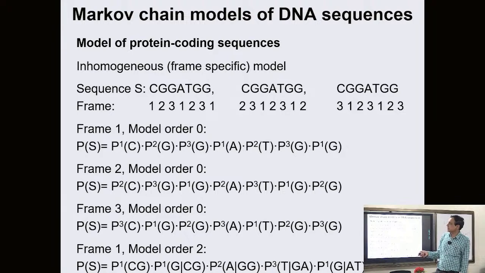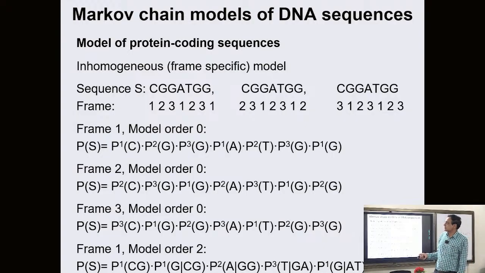Similarly, if you have to compute the probability of this sequence to be protein coding in frame 2 for Markov chain model of order 0, you are considering this. So probability of C in position 2, probability of G in position 3 and so on. Just multiply these probabilities.